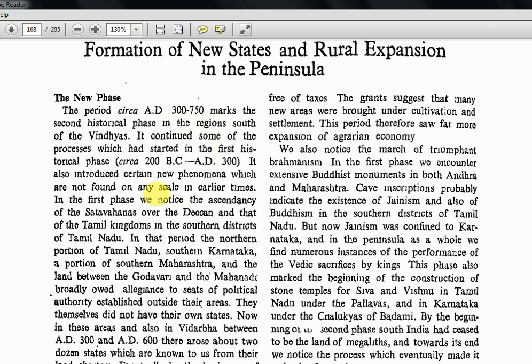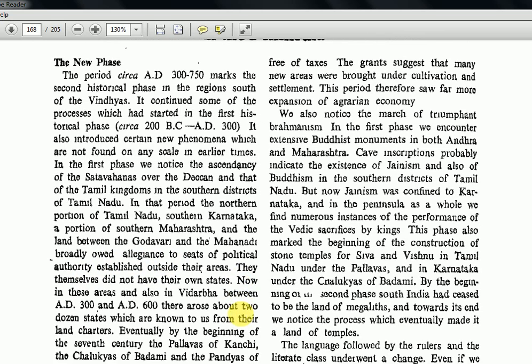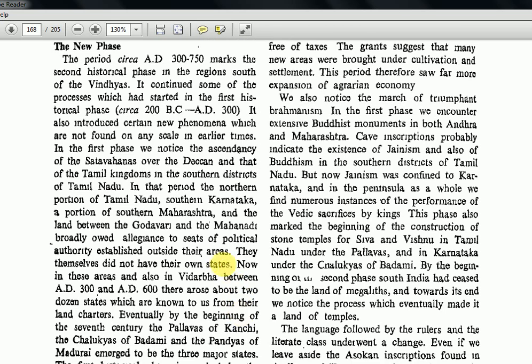It also introduced certain new phenomena which are not found on any scale in earlier times. In the first phase, we notice the ascendancy of the Satavahanas over the Deccan and that of the Tamil kingdoms in the southern districts of Tamil Nadu. In that period, the northern portion of Tamil Nadu, southern Karnataka, portion of southern Maharashtra, and the land between the Godavari and the Mahanadi broadly owed allegiance to seats of political authority established outside their areas. They themselves did not have their own areas. They did not have their own states.